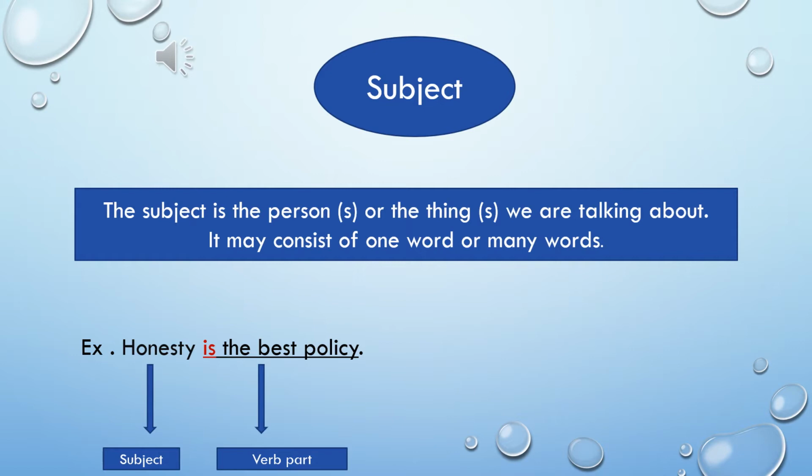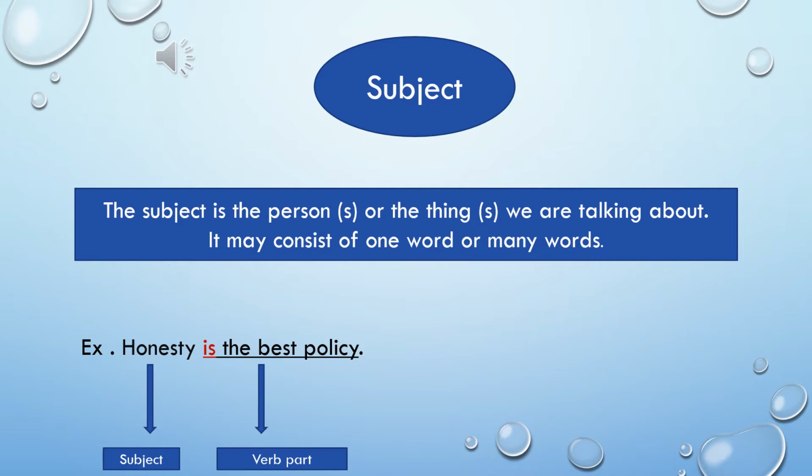Now, look at this example to understand subject. Honesty is the best policy. Children, now I am going to tell you 3 steps to identify the subject in a sentence. The easiest way to find out the subject in a sentence is, first, identify the verb part.